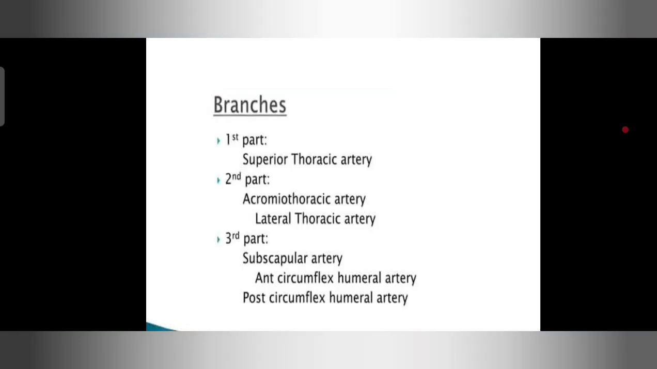So, branches of the axillary artery. The branches are according to the part of the axillary artery. The axillary artery has three parts: first, second, and third. The first part has one branch, that is the superior thoracic artery. The second part has two branches, that is the acromiothoracic artery and lateral thoracic artery. The third part has three branches, that is the subscapular artery, anterior circumflex humeral artery, and posterior circumflex humeral artery.